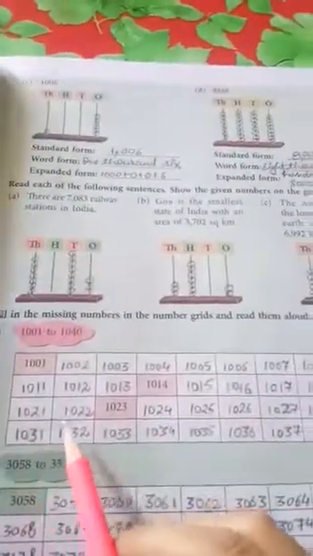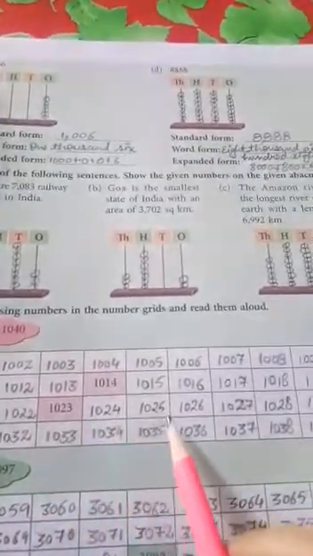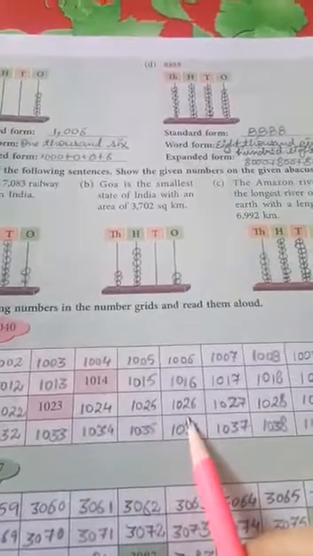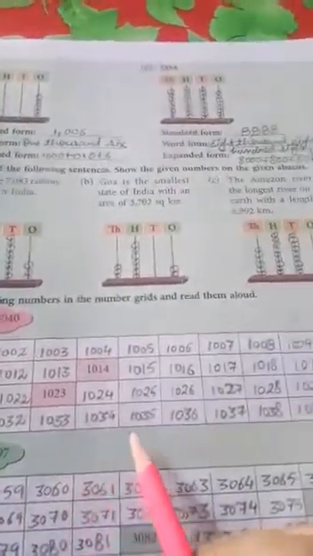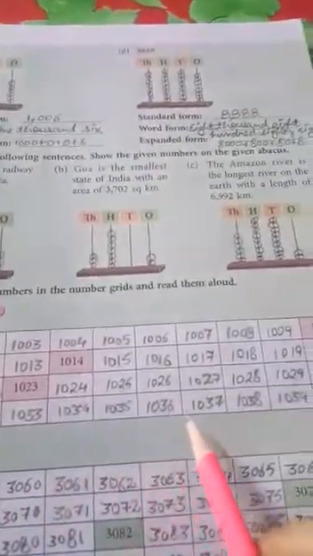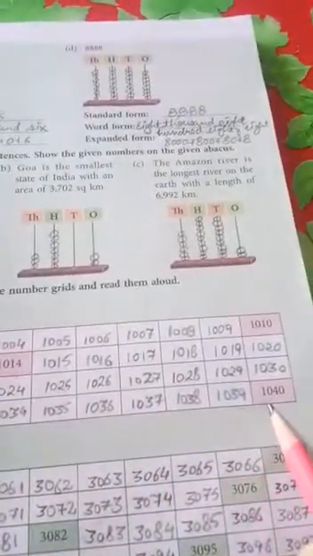Then 1021, 1022, then 1023 is already given there, 1024, 1025, 1026, 1027, 1028, 1029, 1030, 1031, 1032, 1033, 1034, 1035, 1036, 1037, 1038, 1039 and 1040 is already given there.